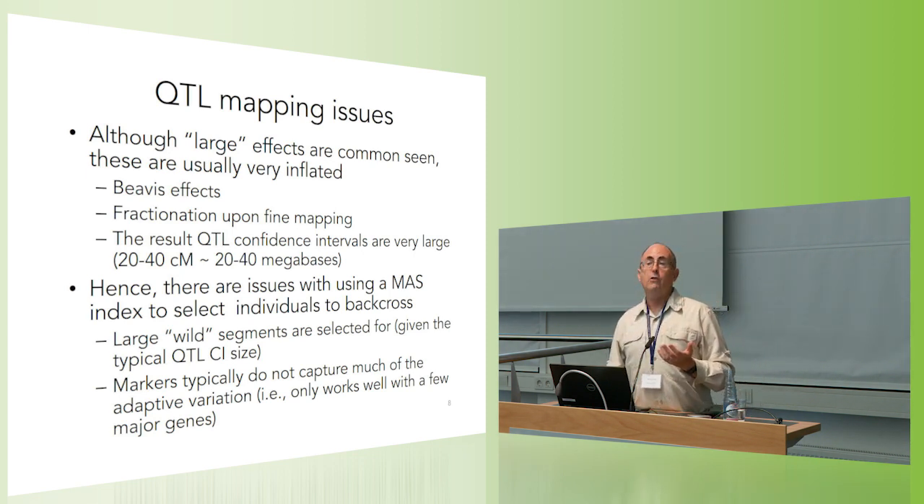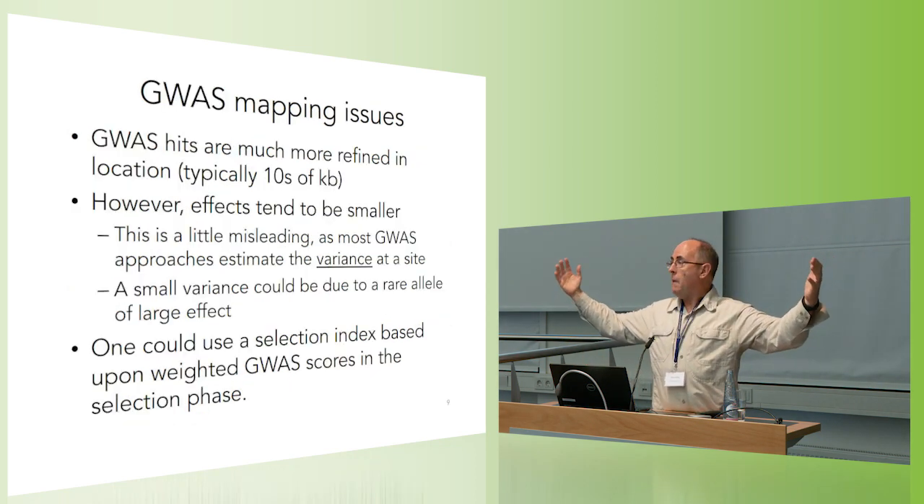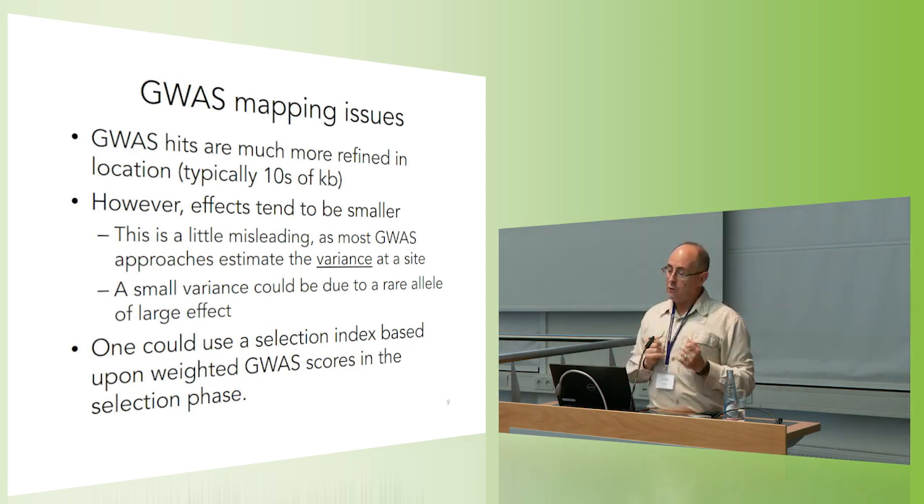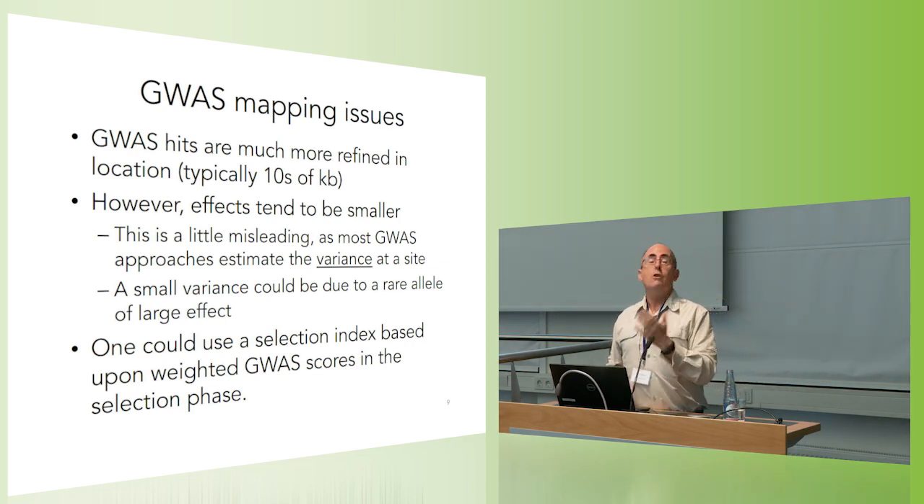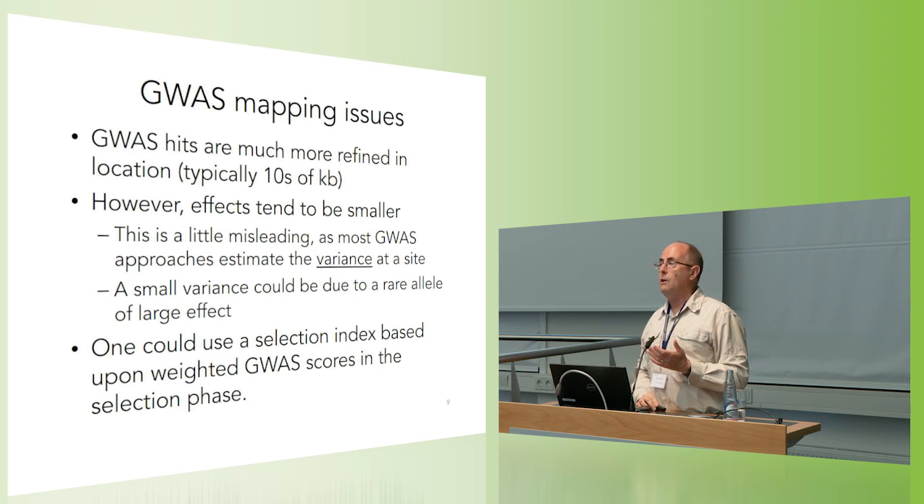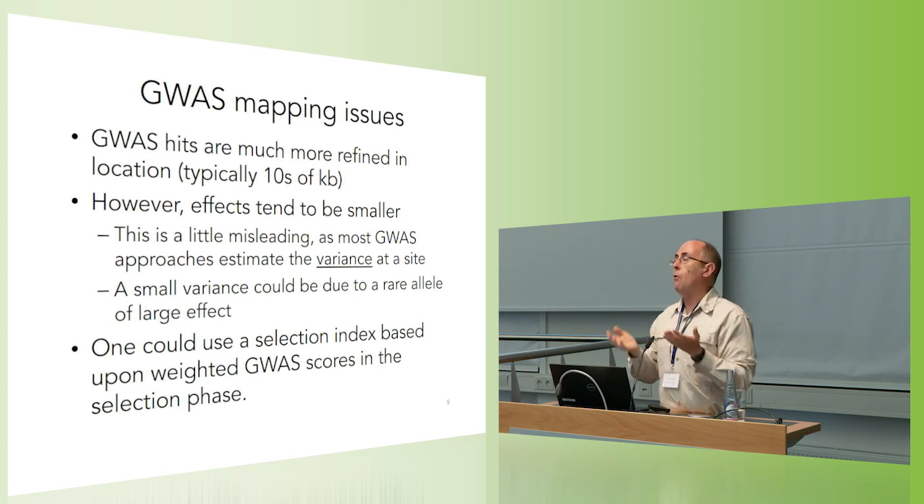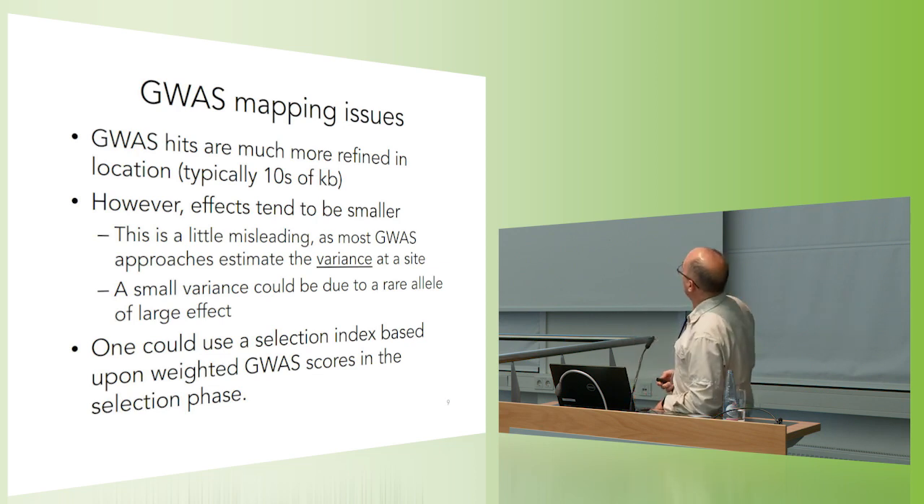Well, maybe we can improve this with GWAS. Genome-wide association studies take our region of uncertainty from megabases to kilobases. So they're much smaller regions. They require not a cross, but a population survey. That's an advantage. But the problem is the GWAS effects tend to be smaller. Now this is misleading, because what GWAS measures is how much variation is associated with the marker. You can have a large effect allele that's very rare, and as a consequence you'll have a small variance. So a small variance doesn't mean large effect alleles aren't out there, it simply means they're rare.